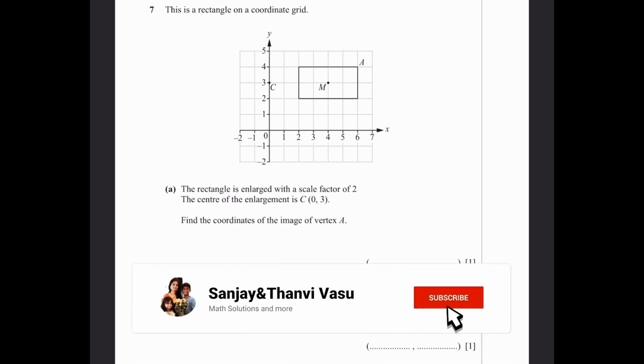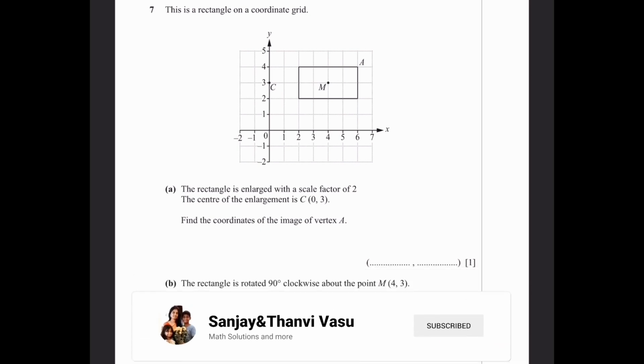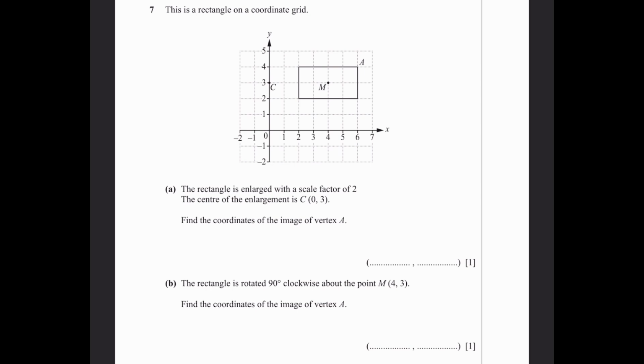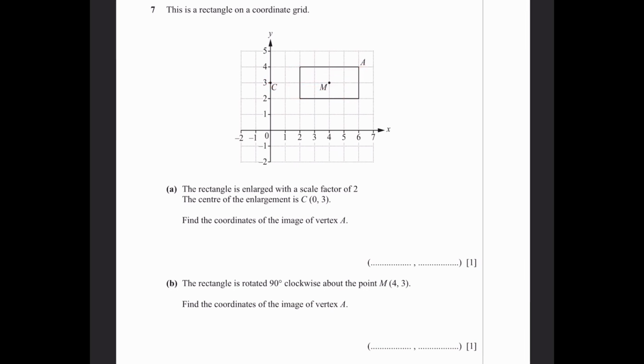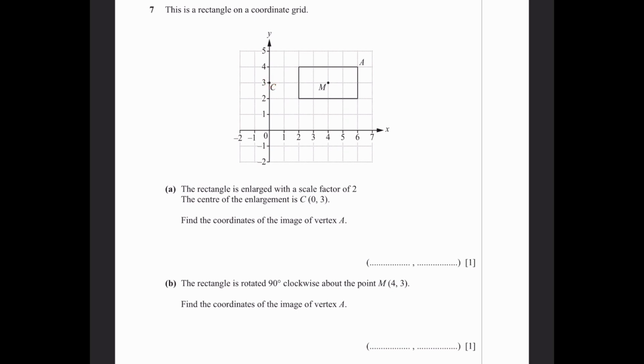Question 7. This is a rectangle on a coordinate grid. A, the rectangle is enlarged with a scale factor of 2. Center of enlargement is 0, 3, which is point C. Find the coordinates of the image of vertex A. So everything has to be 2 times the distance from the point C, which is 0, 3. Because the scale factor is 2, we can find this distance in x and y coordinates.